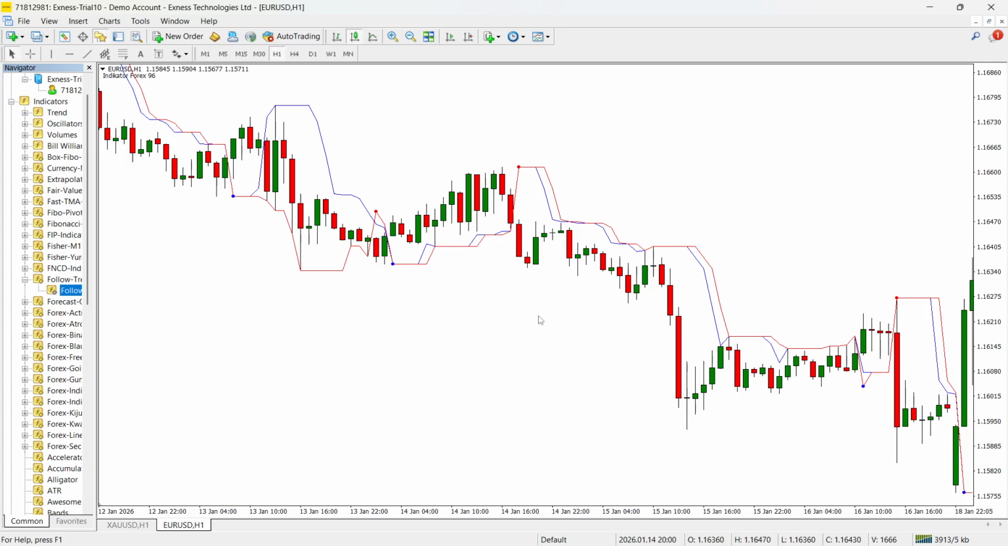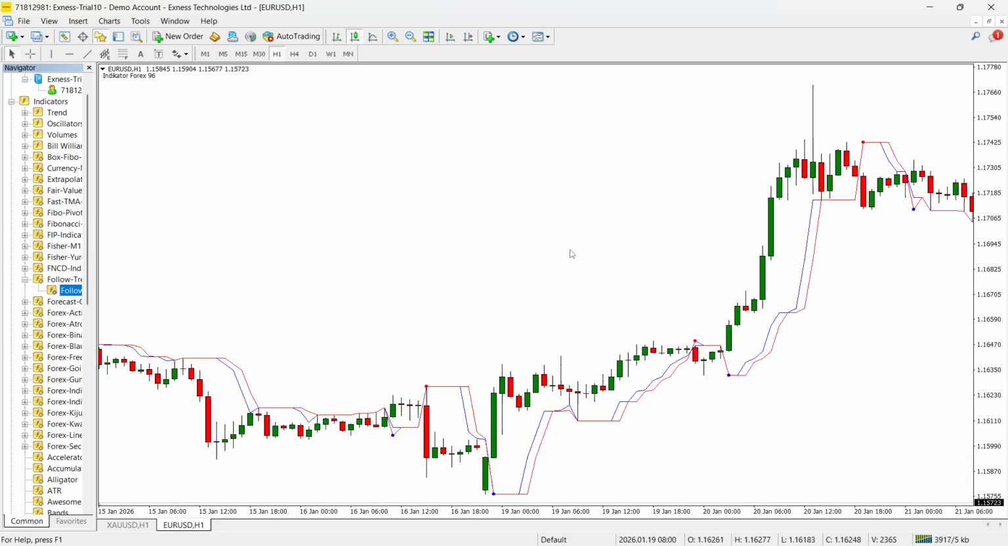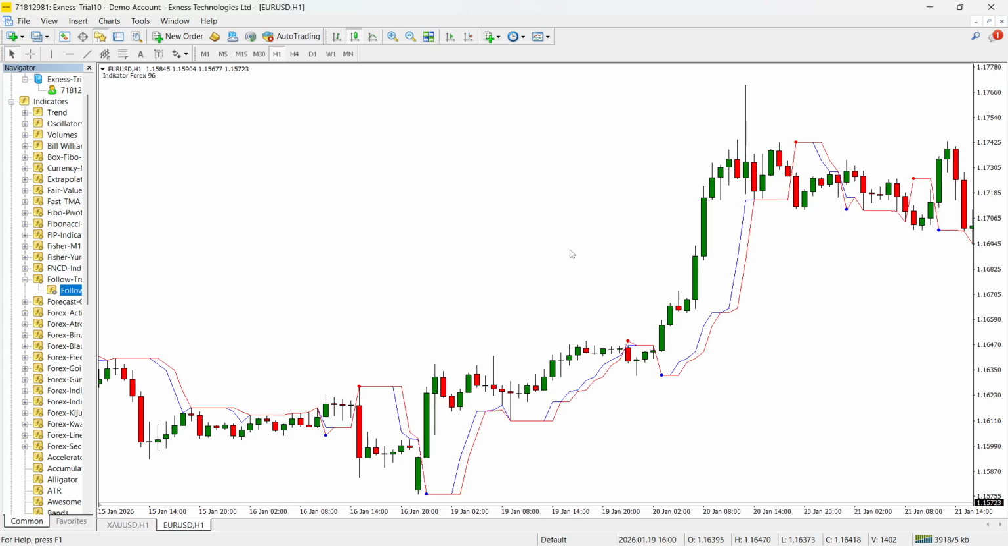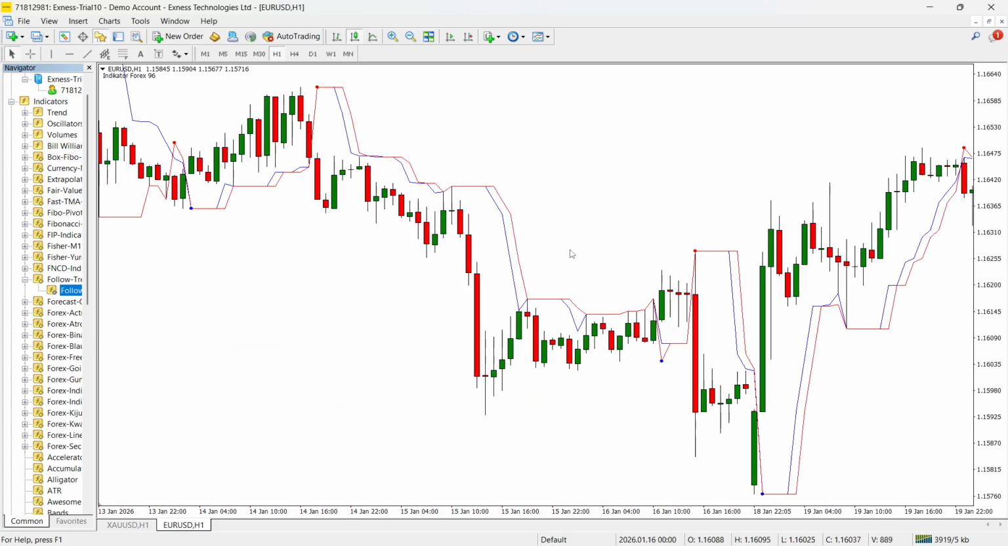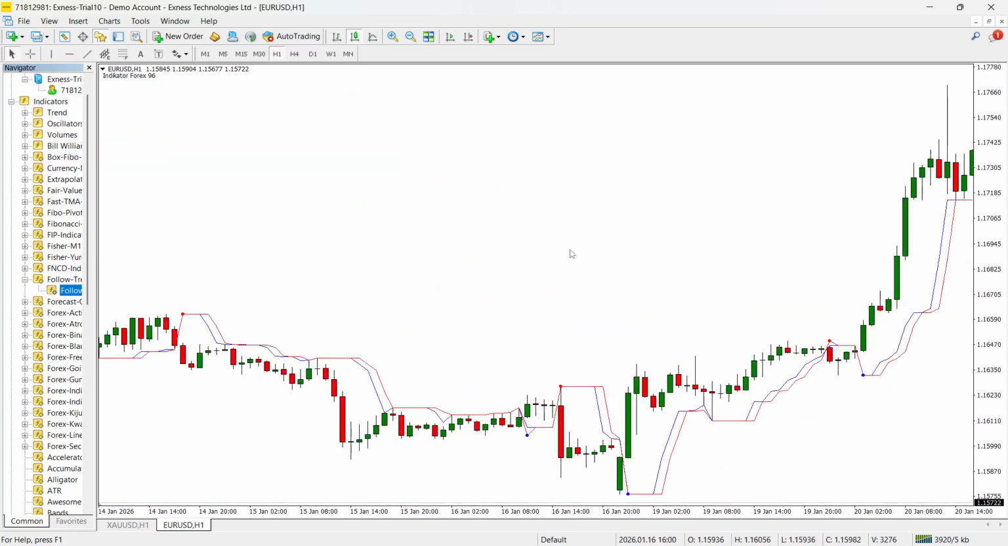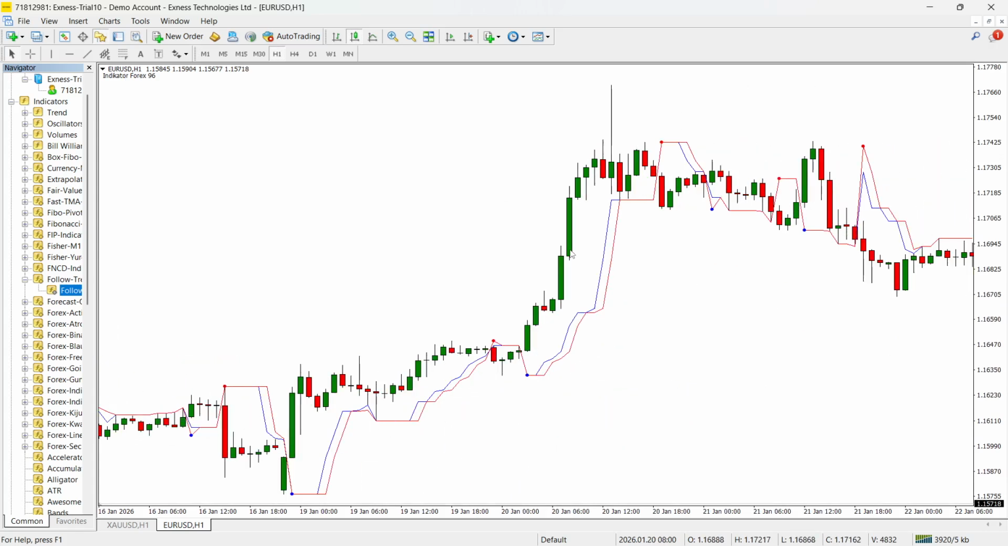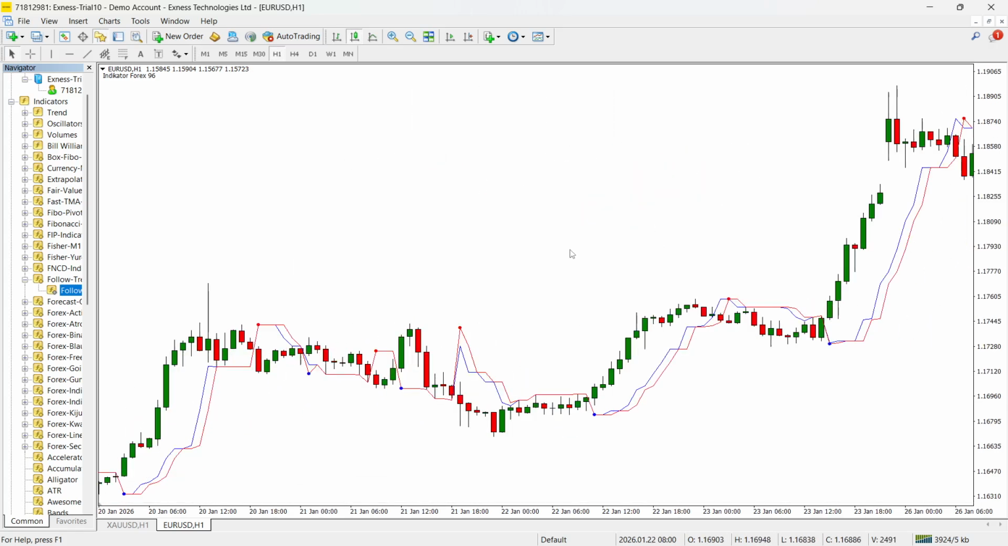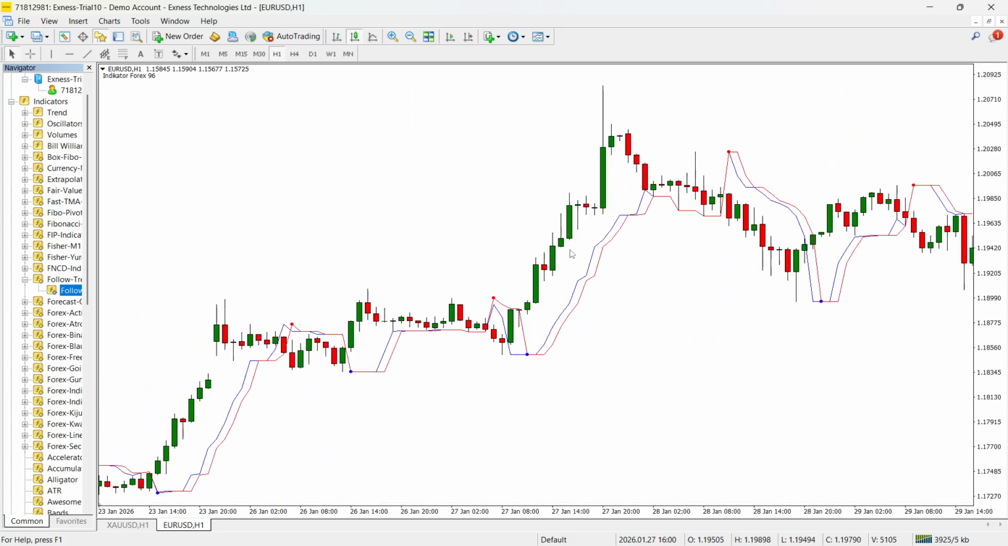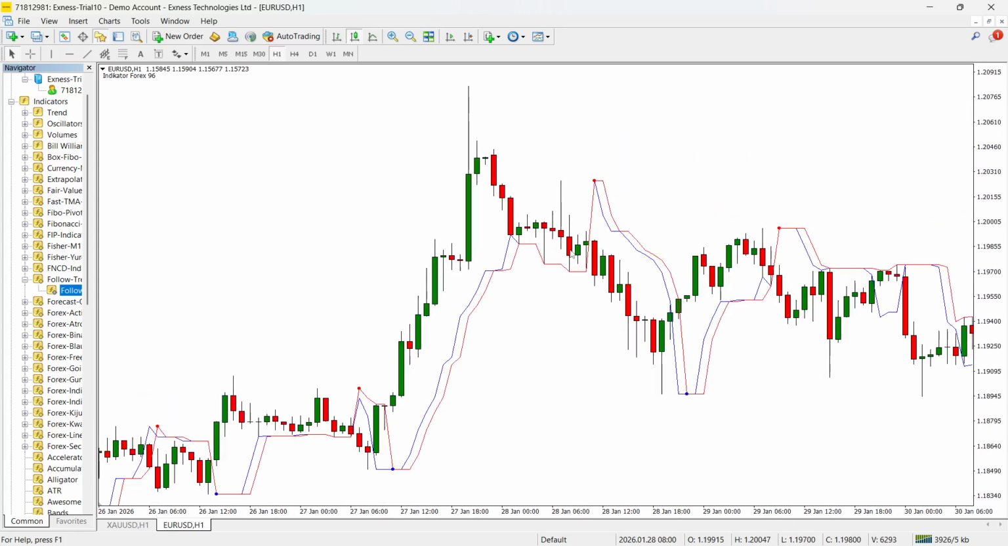Alright, as you can see, the follow trend indicator plots a continuous line directly on the main price chart that moves with price and changes slope as trend conditions evolve. In many implementations, the line changes color depending on whether the trend is bullish or bearish, making it easy to see at a glance which direction the indicator currently favors.